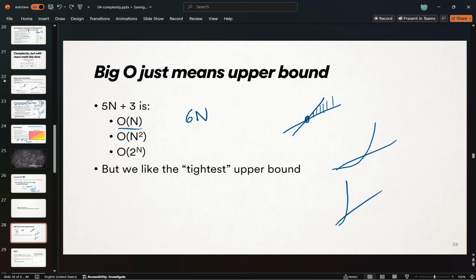Okay, so that's all big O means, just upper bound. But we like the tightest bound, we say. Does that idea make sense to us? If you just follow the rules, you will get the tightest upper bound, which is what we care about. So you get the most information when you say it that way.